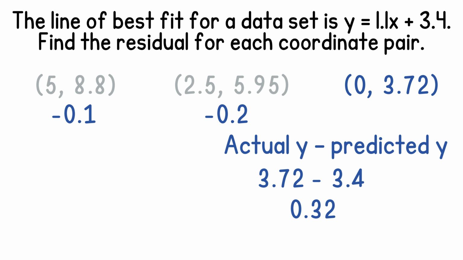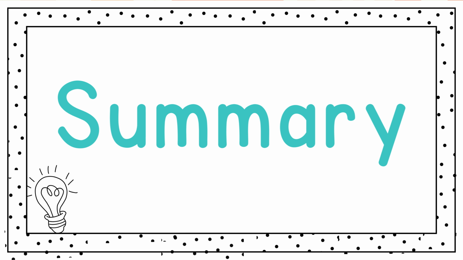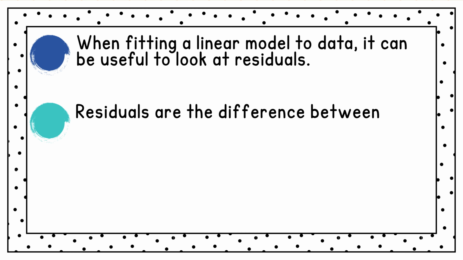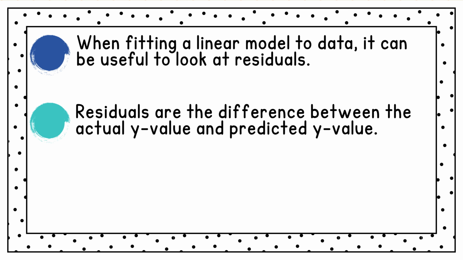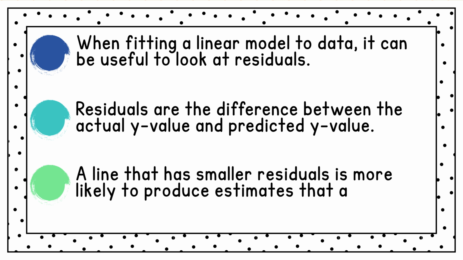Now we can see all of our residuals for the 3 points, and we see that they're all pretty small, so this is a pretty good line of best fit. Let's recap what we've learned. When fitting a linear model to data, it can be useful to look at residuals. Residuals are the difference between the actual y value and the predicted y value. A line that has smaller residuals is more likely to produce estimates that are close to the actual value.